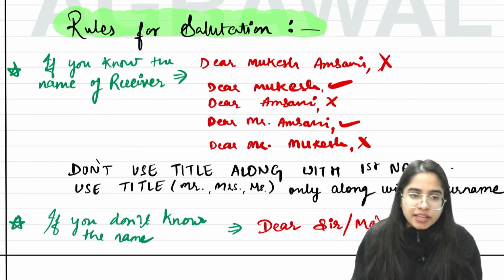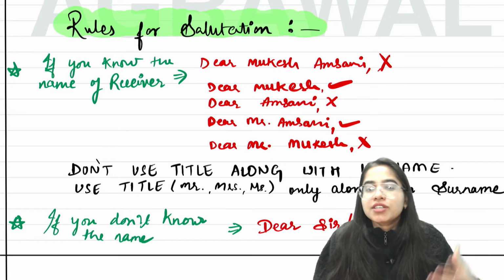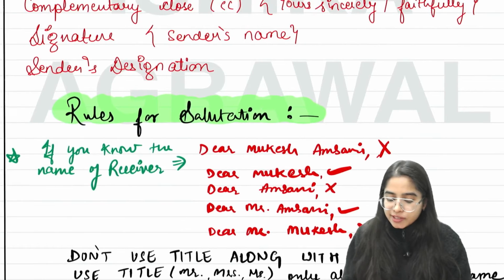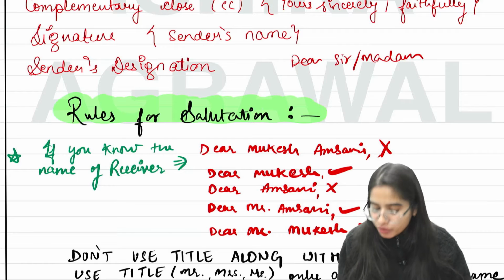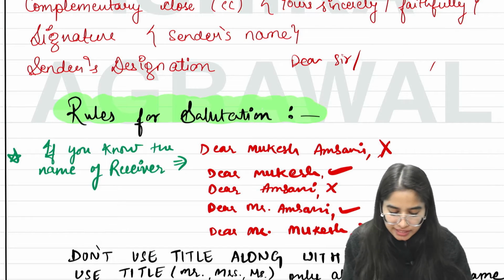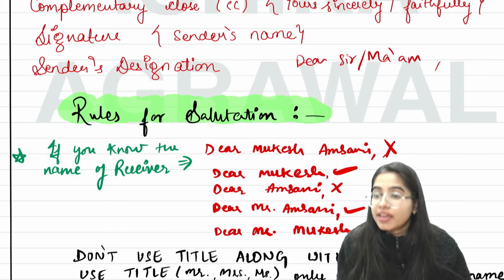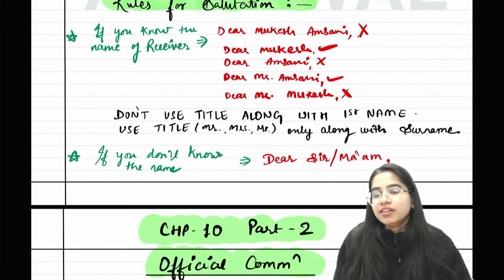Or if you don't know the name, you can write dear sir or dear ma'am. If you don't know whether the person is male or female, you can write dear sir oblique ma'am. And usually how do we write madam? In madam the d is silent, so we write ma, apostrophe, then am: dear sir oblique ma'am. This is how you can write the salutation.